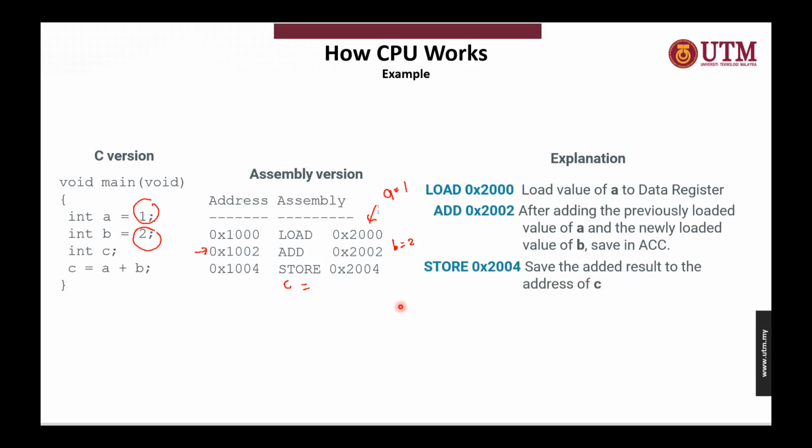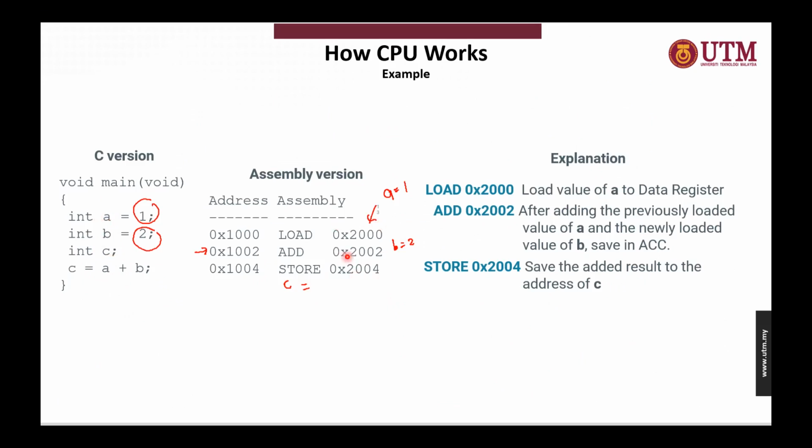Okay, which is equivalent to, in C, C equal to A plus B. The good thing about the C version is you no need to know what is the address for this variable. Okay, no need to know. You just create a variable, initialize it, then after that you can use that variable.